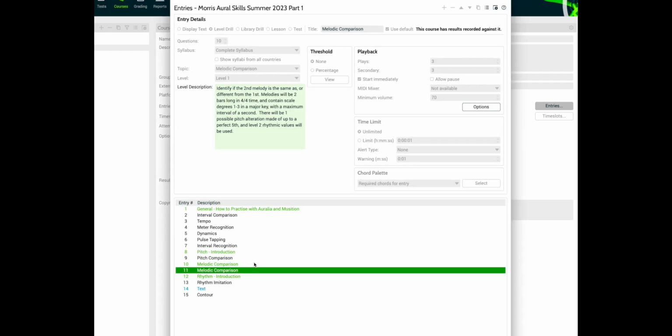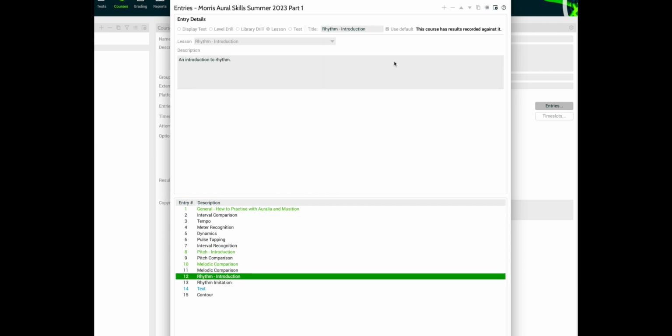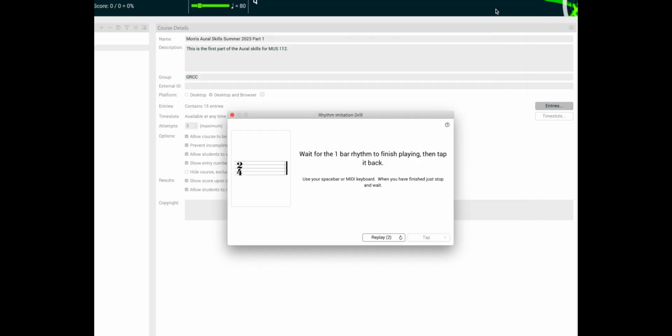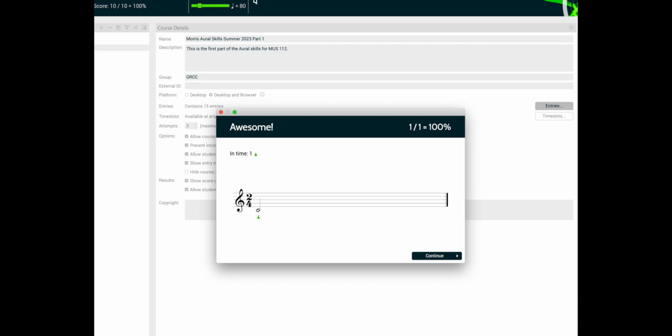All right, and then we're going to do rhythm introduction. Again, read this for a minute, just take you a minute. And then we're going to imitate the rhythm. So here, you're going to use your space bar on this. That's all it was. One tap. Got it. Usually they're harder than that, but let's try another one.